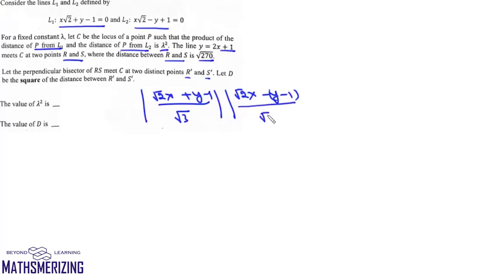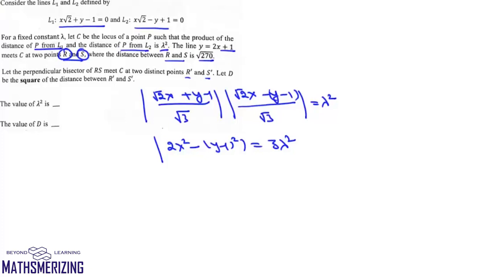Now if we find the perpendicular distance of a point from this line, it will be |√2x + y − 1|/√3, and from the second line it will be |√2x − y + 1|/√3, and it is given that the product is equal to λ². So from here we can say |2x² − (y − 1)²| should be equal to 3λ².